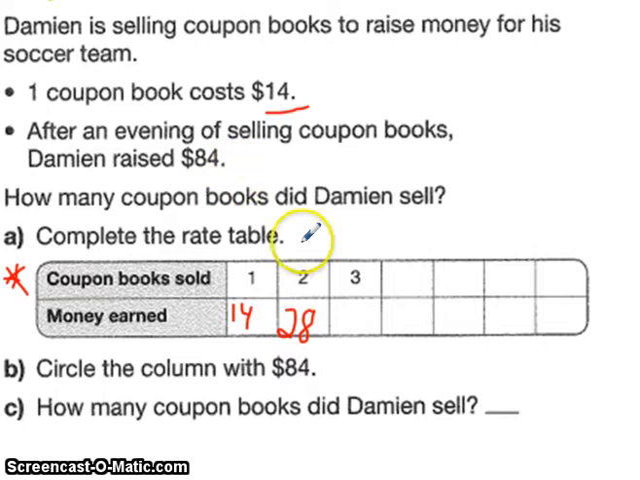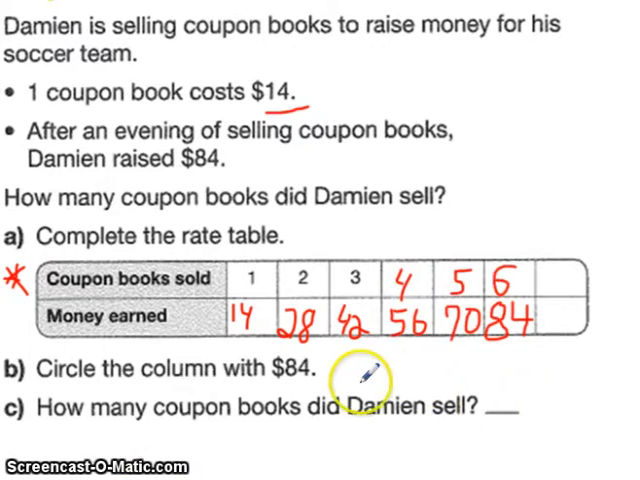You could also multiply it here by the number of books sold. You could take the original price, which is 14 bucks, and multiply it by the number of books that you sold. Kind of like what I'm doing here. So I'll go ahead and fill the rest of these in. There we go. And as we can see, we get 4 books, 56, 5. You're just adding 14 each time. And we see that to get to $84, Damien must have sold 6 coupon booklets.